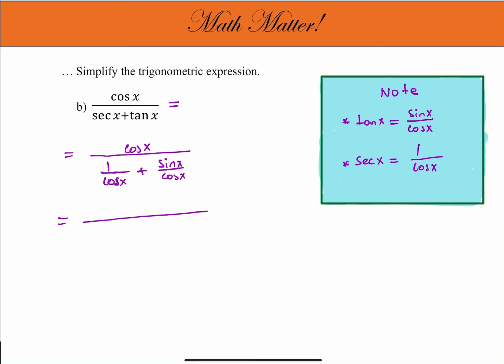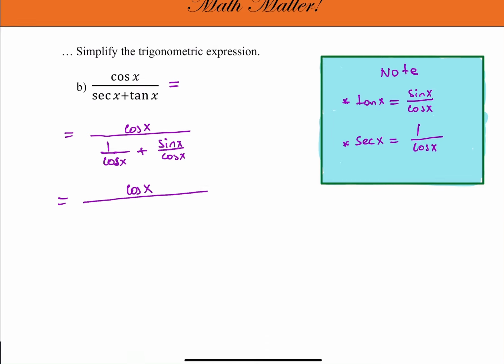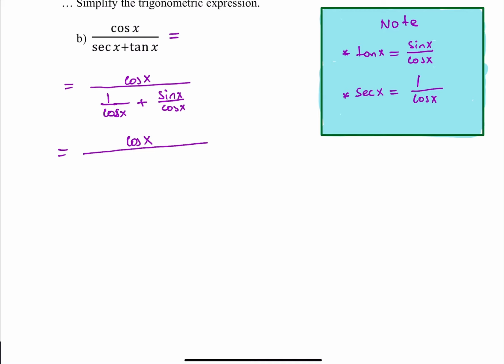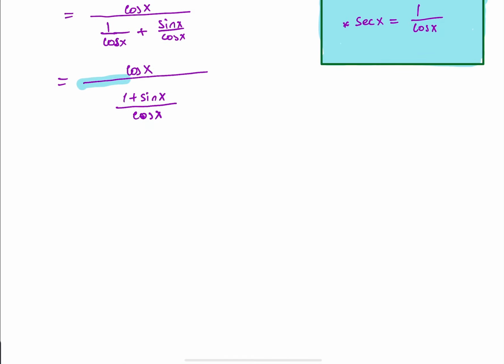So then, this is the main fraction bar. We have on the top cosine x, okay? On the bottom, we are going to add them up, which gives you 1 plus sine x over just cosine x, because the common denominator is cosine x. This main fraction bar actually means cosine x divided by the fraction 1 plus sine x over cosine x.